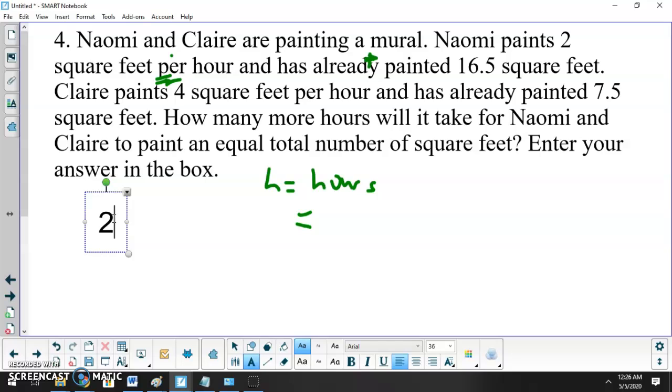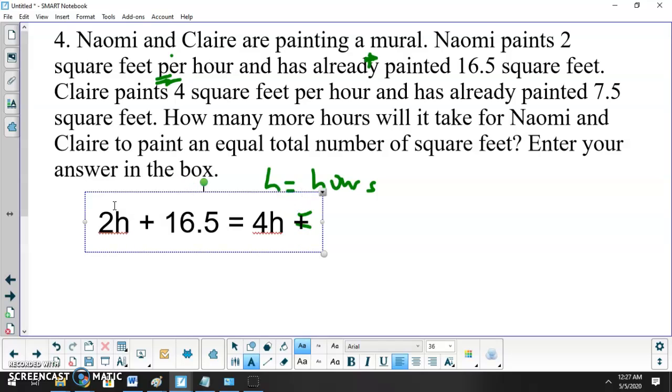All right, so if I had to represent Naomi, she would be 2 square feet per hour. So remember that you always are multiplying when it is the rate. The rate that she's doing it at gets multiplied by the time she's doing it at. There's a famous equation that you might have heard of: distance equals rate times time. So you have the rate there, you need to multiply it by the time, and you add what she's already done. And then Claire, on the other hand, has a faster rate, but she has already done less. So there's your equation.